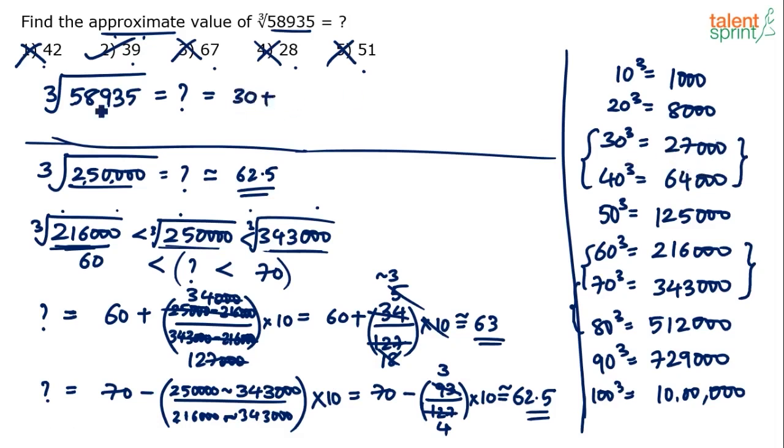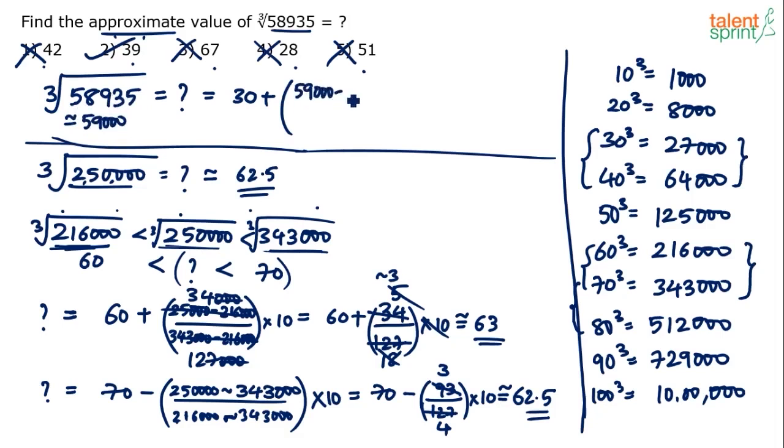It is more than 27,000, right? So the answer should be more than 30. 30 plus what? In the numerator, I am roughly taking 58,935 as 59,000. Anyway, it's an approximate cube root, so why do we deal with all this 935? Let's add 65 to this. So 58,935 will become approximately 59,000. So 30 plus, what will come in the numerator?